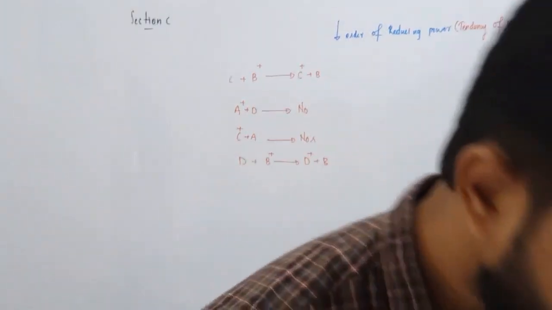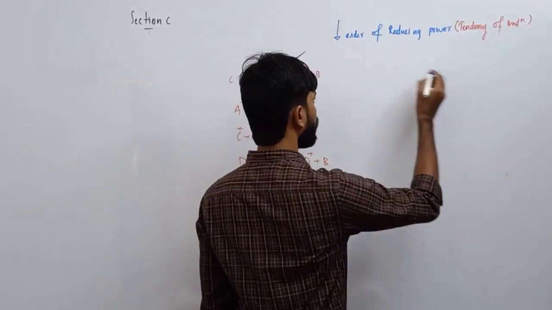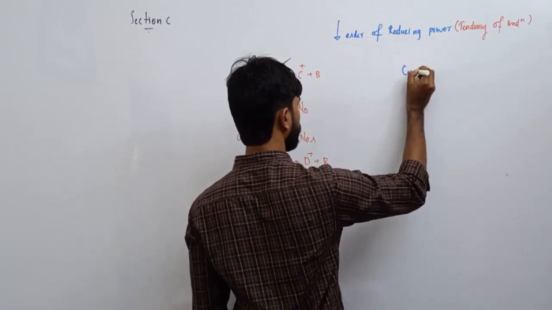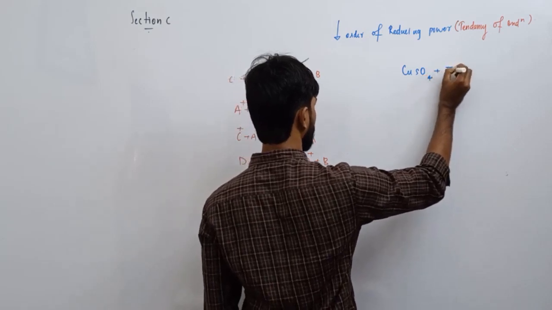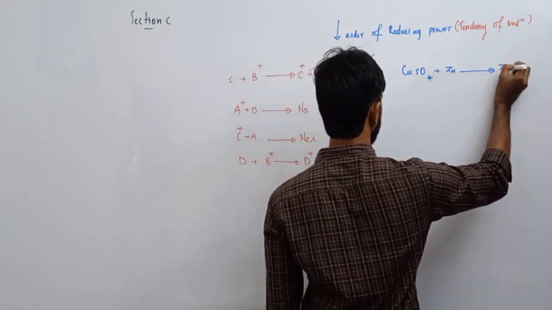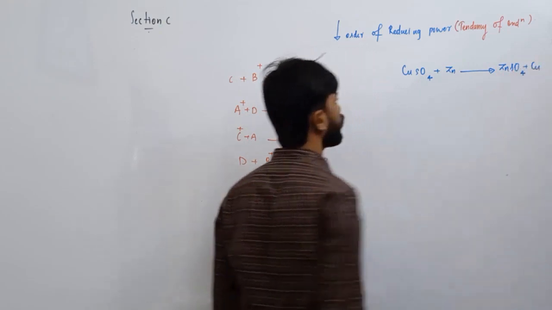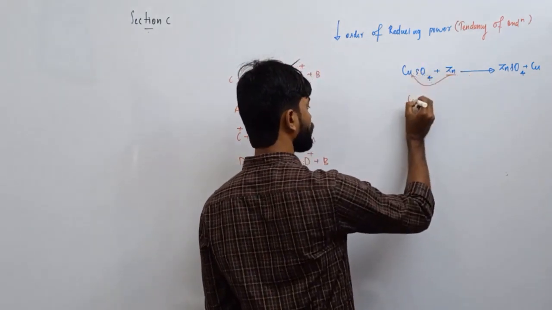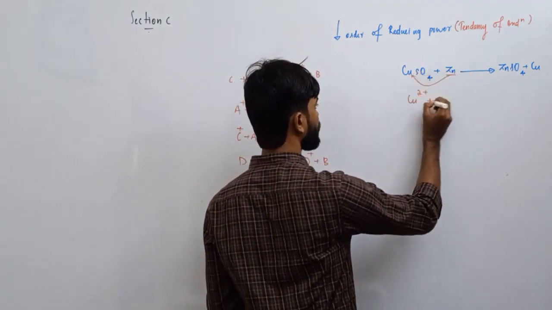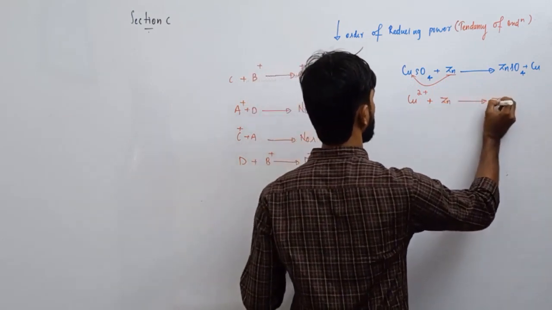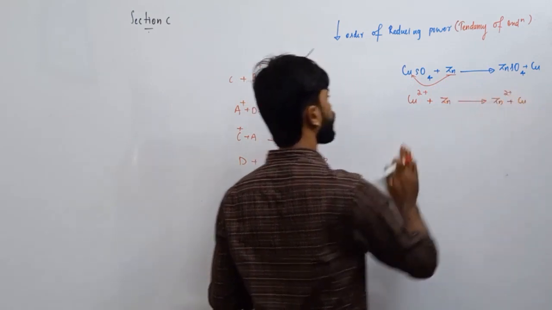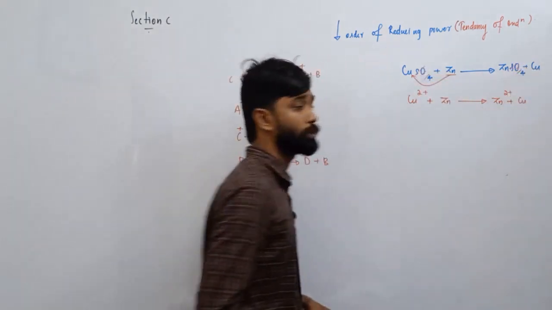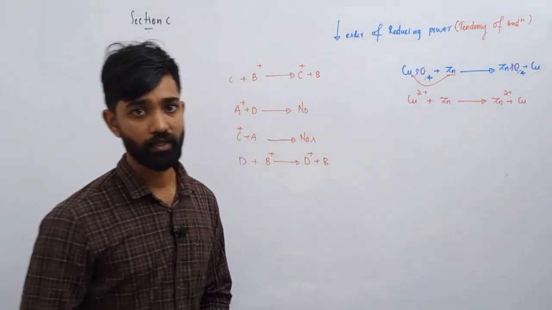I think you're familiar with this idea. Listen here, I'll give you an example. CuSO4 plus Zn gives ZnSO4 plus Cu. Why is it so? Why does zinc displace copper? Or this can be written like this also: Cu2+ plus Zn gives Zn2+ plus Cu. We can simply ignore the spectator ion, SO4 2-.